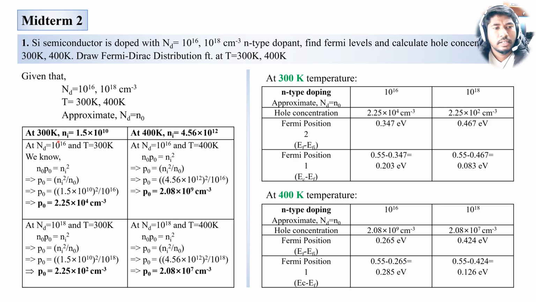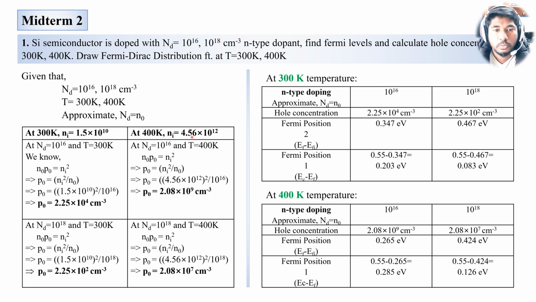So at 300K, ni equals, we know, 1.5 times 10 to the power 10. We only explain that one, and similarly all these happen. We know n naught times p naught equals ni squared. From this equation, if we put in the values of ni, n naught and T, then we get the hole concentration equal to 2.25 times 10 to the power 4 per cubic centimeter.